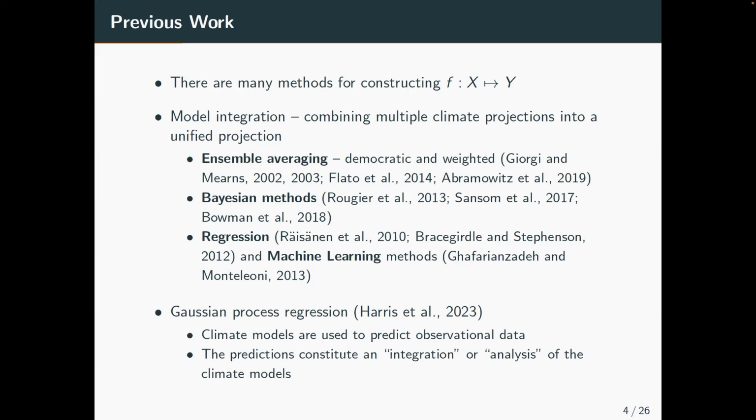So stepping up in sophistication, they came up with these Bayesian methods, which would try to account for different sources of variability, variability within the model, variability within the parameterizations. These are quite complex, but the innovation over the averaging approaches is that these are going to directly condition on observed fields.